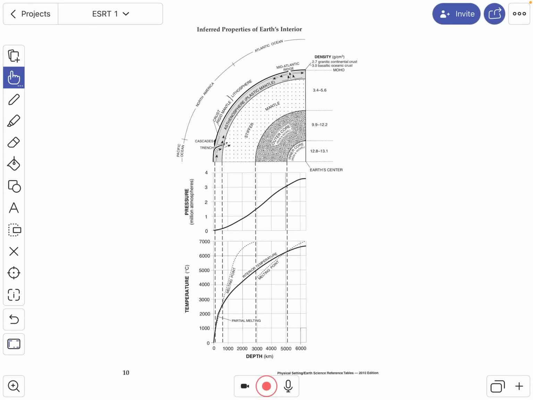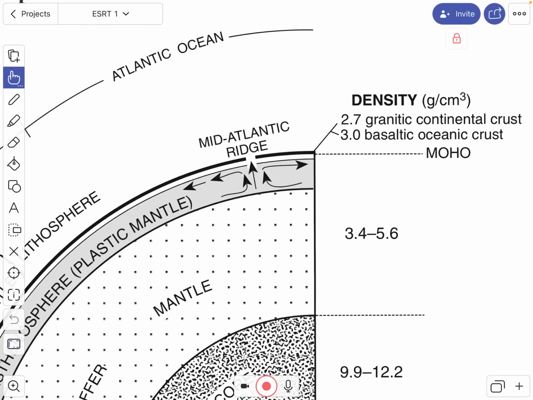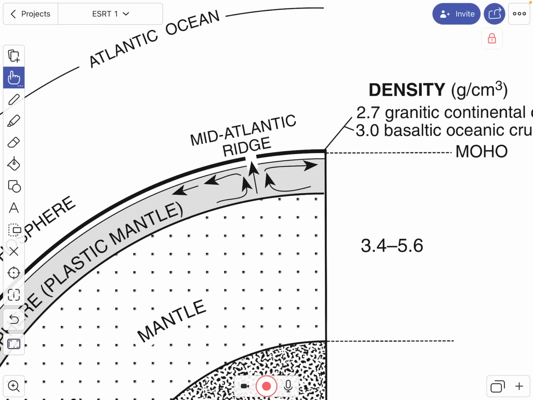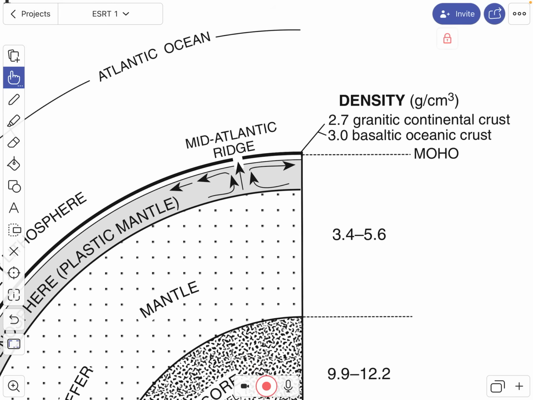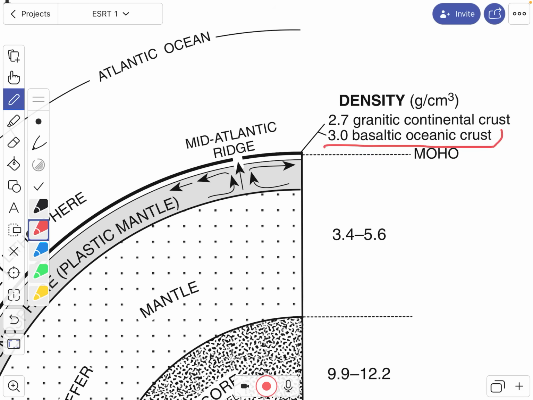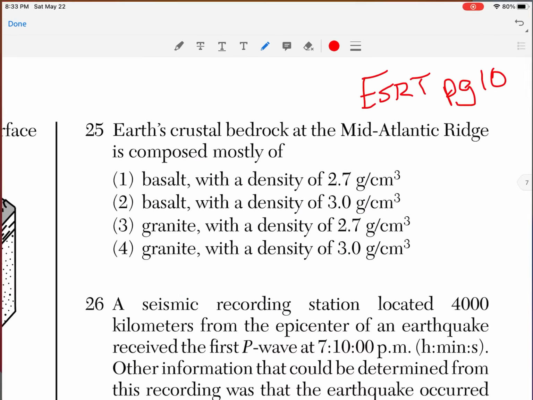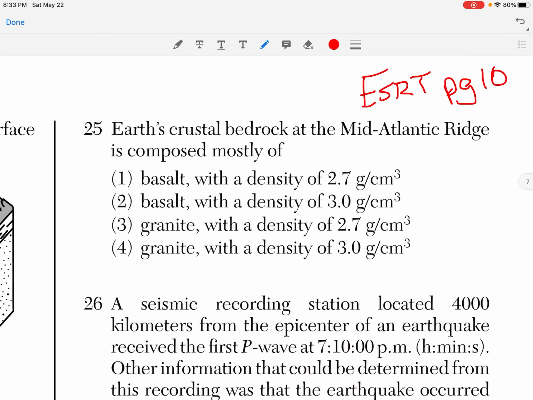It is right here. So here's page 10, the Earth's interior. It shows you different layers of the Earth, and specifically right here at the top right-hand corner is the Mid-Atlantic Ridge. Now remember, the Mid-Atlantic Ridge is right in the middle of the ocean, and therefore it is made from oceanic crust, which has a density of 3.0. So there it is, Mid-Atlantic Ridge, 3.0 basalt. And therefore I'm going to go back to my test, and the answer has got to be basalt with a density of 3.0. That's answer number 2.